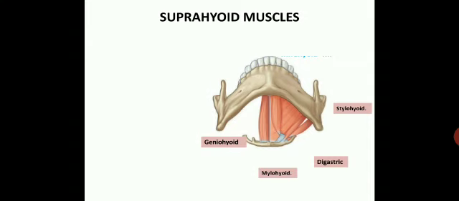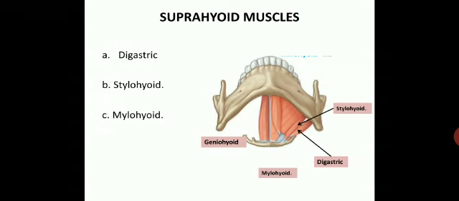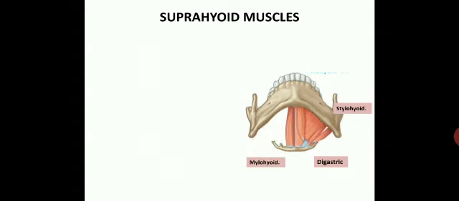Suprahyoid muscles. These muscles are present above the hyoid bone. That's why the name suprahyoid. It includes the digastric muscle, stylohyoid, mylohyoid and geniohyoid. And in this region, the muscles are present in layers.